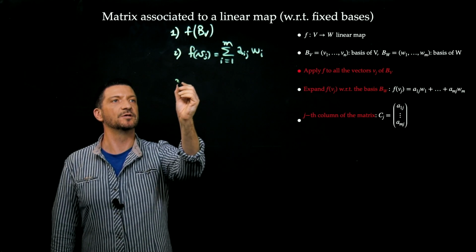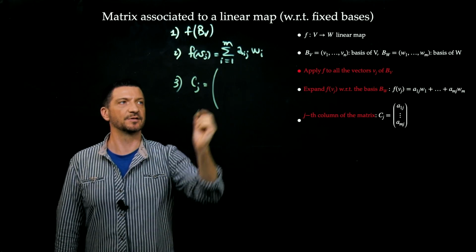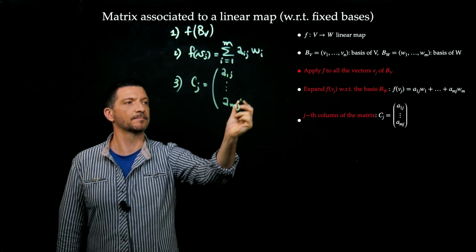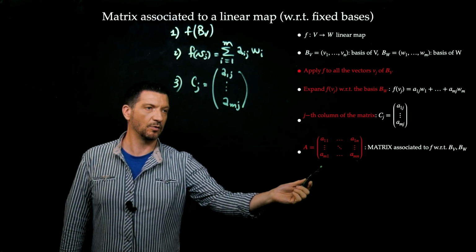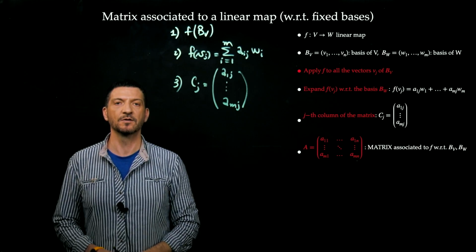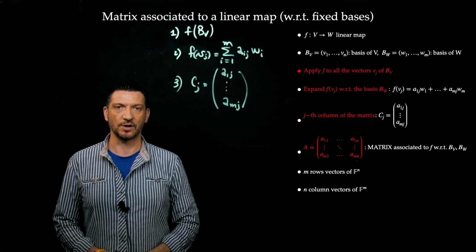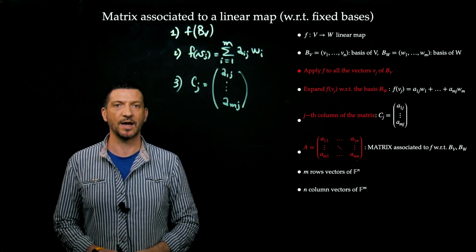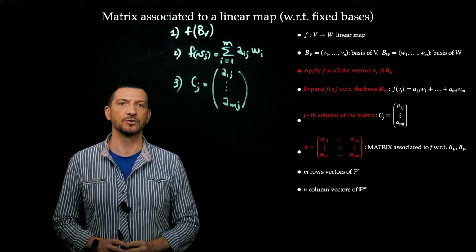Finally, build the jth column of the matrix by using these coefficients here, that is A_1j, ..., A_mj. Letting j run from 1 to n, you have all the columns of the matrix uniquely associated to the linear map F through the bases B_V and B_W. Notice that with this construction you end up having m row vectors for the matrix belonging to F^n and n column vectors for the matrix belonging to F^m.